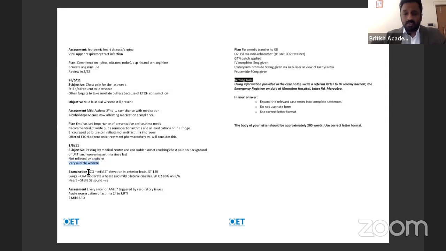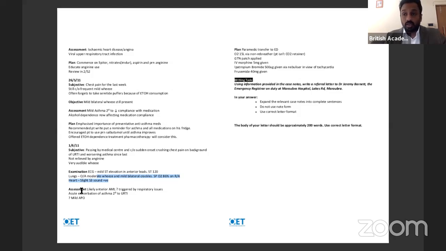You did some examination wherein you found ECG mild ST elevation in anterior leads, ST of 120. Lungs on auscultation, moderate wheeze and mild bilateral crackles. You also found SpO2 is 86% on room air, heart sounds, slight S3 sound positive. Now let's understand in assessment what was clear. In assessment, it was clear that the patient is likely to have anterior MI.